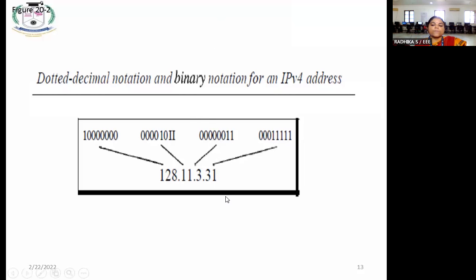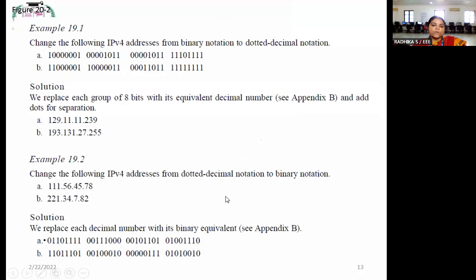Yes, ma'am. Proceed. So moving on to the next slide. Another example of dotted decimal to binary as well as binary to dotted decimal conversion. All these things we have already seen, so I'm not repeating. If you look into this IP address from dotted decimal to binary, how do you get this 8-bit number?